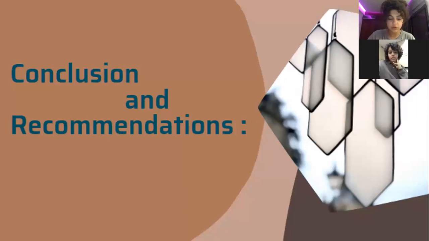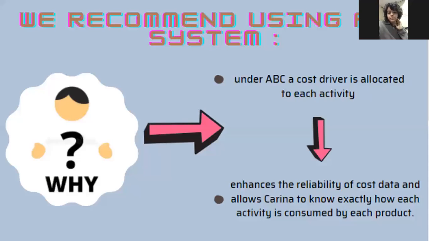Moving on to the conclusions and recommendations. We recommend using the ABC system. Why? It's because under ABC, a cost driver is allocated to each activity, which enhances the reliability of cost data and allows Carina to know exactly how each activity is consumed by each product.